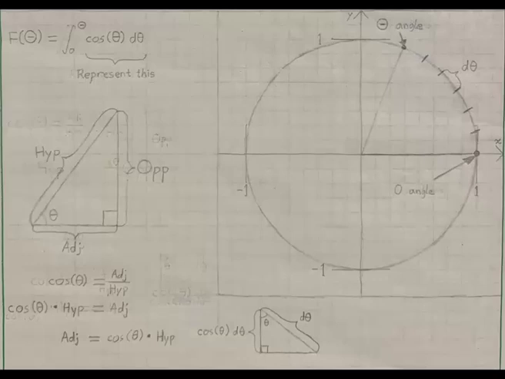Let's review the right triangle definition of cosine. Consider an acute angle theta in a right triangle. The cosine of that angle is equal to the adjacent leg divided by the hypotenuse. Rearranging this equation, the length of the adjacent leg is equal to cosine of theta times the hypotenuse. Based on this, wouldn't it be nice if we could construct some right triangle where the hypotenuse is d theta? That way, cosine of theta times the hypotenuse would be cosine of theta d theta, which is the value that we're trying to represent.